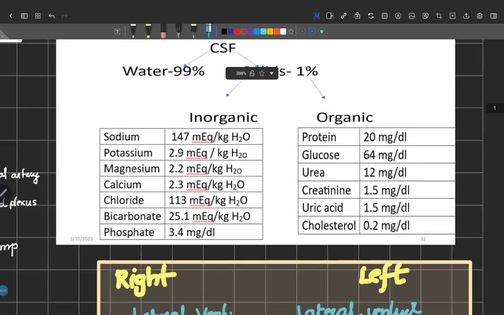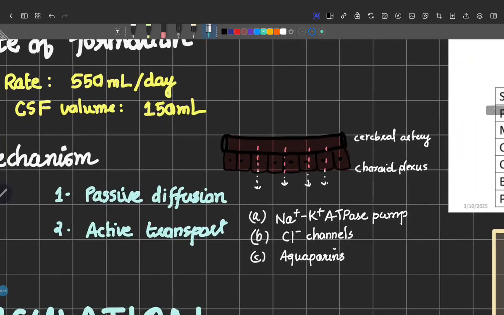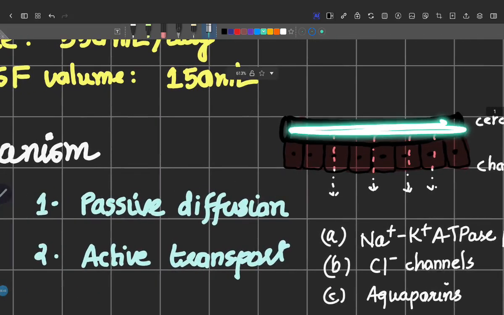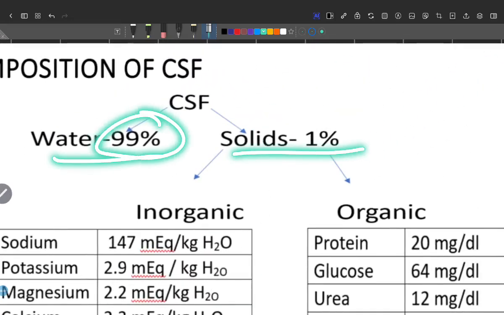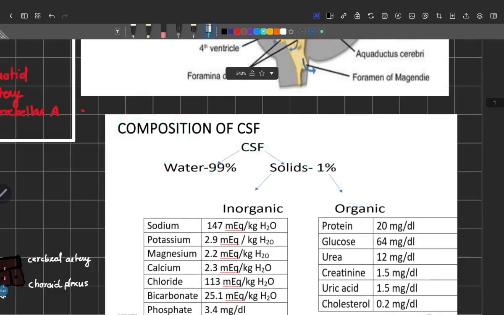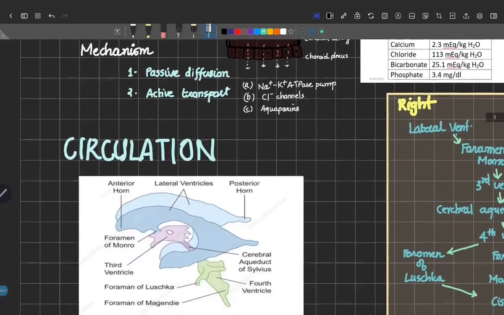Let's look at the composition of CSF in brief. CSF, as I said, will be a product of the plasma, a product of the blood, right? So it will have both water and solid components. Water will be 99%, solid will be 1%. Solid will have both inorganic and organic components. These exact values are not important. You can learn these by just reading from this slide.